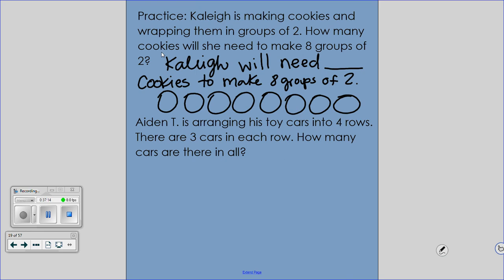Do you want to do a bar model and make your 8 boxes? Yes, that's fine. I went with circles and dots for this problem. You could do a bar model if you prefer. What's going to go in my 8 groups? 2 dots. My dots are supposed to be cookies, but I'm not going to waste my time drawing cookies. I could do just 2 dots, or I could just write the number 2.